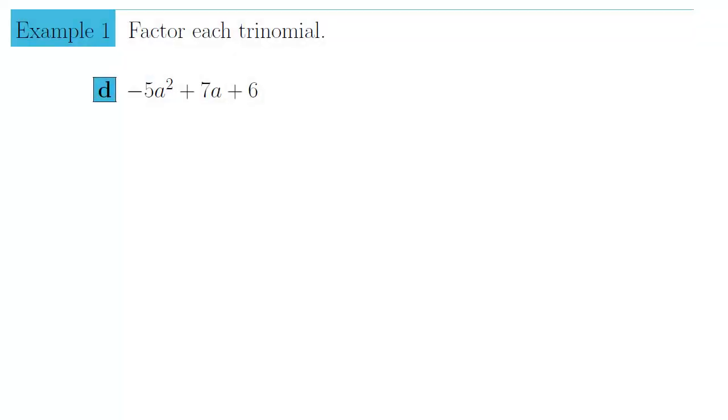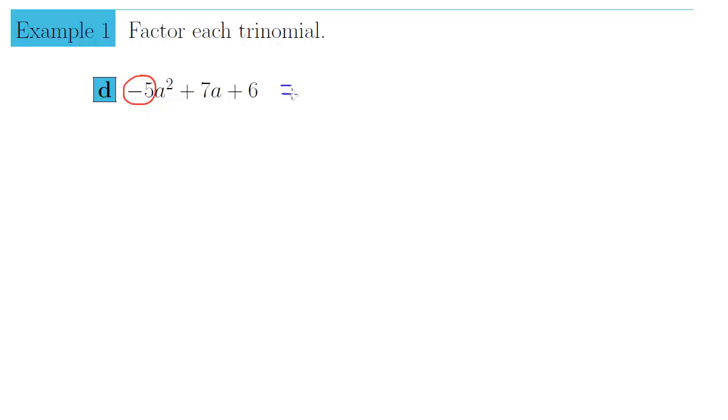All right, so here's the last trinomial we're going to consider in this section. Okay, let's factor negative 5a squared plus 7a plus 6. Now you gotta be careful here. This one is tricky. When you have a negative in front of the squared coefficient, when you have your first coefficient negative, the strategy is to factor out a negative sign first.